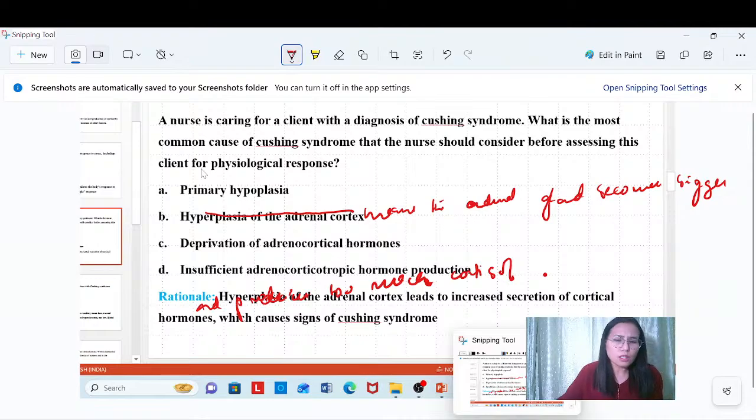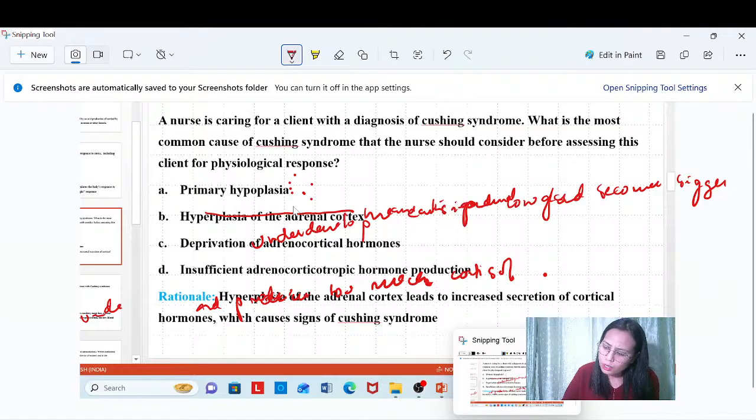So what other options are wrong? The first one, option A, is primary hypoplasia. Hypoplasia means underdeveloped, right? Hypoplasia means underdeveloped, causing low cortisol, seen in Addison disease.